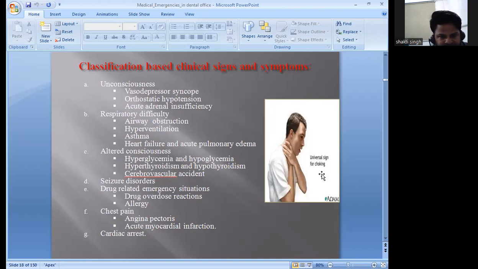Then we come to B, that is respiratory difficulty. That is difficulty when there is airway obstruction, hyperventilation. In hyperventilation, the patient starts to breathe very quickly, asthma, then heart failure or acute pulmonary edema. Then C, that is altered consciousness, that can happen due to hyperglycemia or hypoglycemia, hyperthyroidism or hypothyroidism, cerebrovascular accidents, seizure disorders, drug-related emergency situations such as drug overdose reaction, allergy, chest pain such as angina pectoris or acute myocardial infarction, and lastly, the cardiac arrest. So this classification is based on the clinical signs and symptoms of the patient.